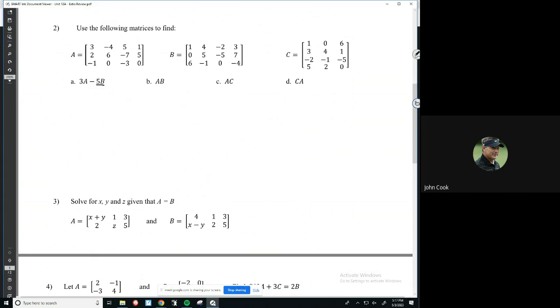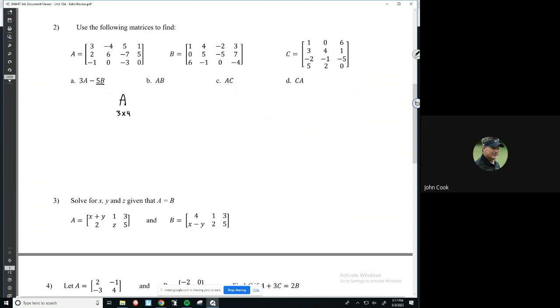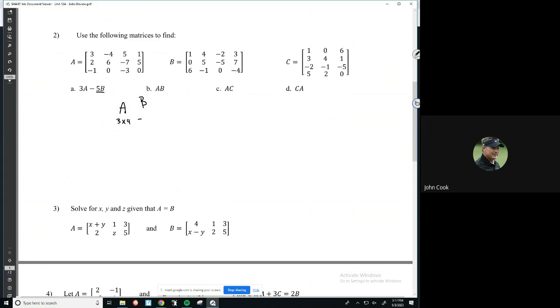So for A to multiply by B, I've got to make sure that the inner dimensions match up. So A is a 3 by 4 matrix. B is a 3 by 4 matrix as well. Since these numbers aren't the same, they can't multiply, so not possible.